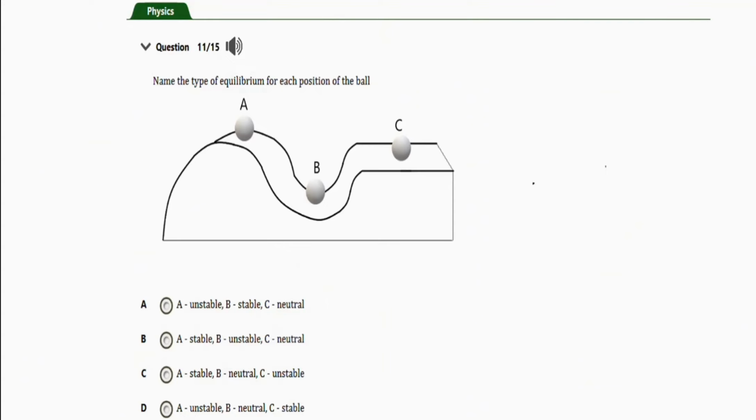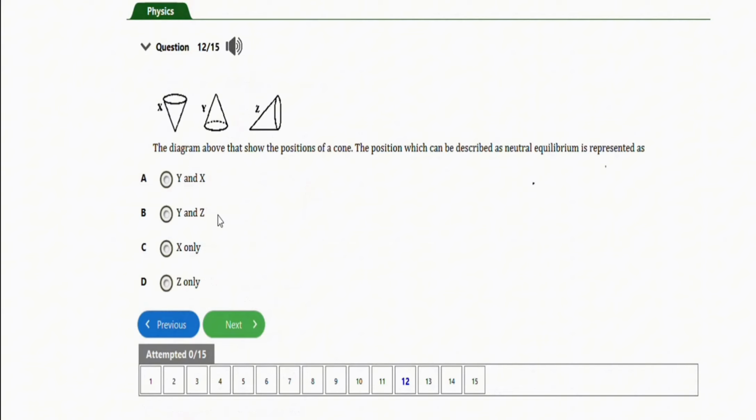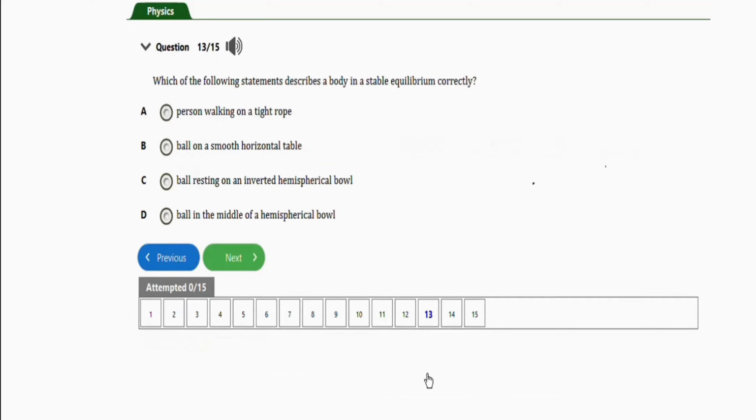The next question will be this question. It says the diagram above that shows the position of the cone. The position which can be described as neutral equilibrium is represented as, so I think we have answered this question before. Is option D, which is Z only. Alright, the next question will be this one. It says which of the following statements describe the body in stable equilibrium correctly? I think we have also answered this question before. We got the right option to be ball in the middle of a hemispherical bowl, option D.